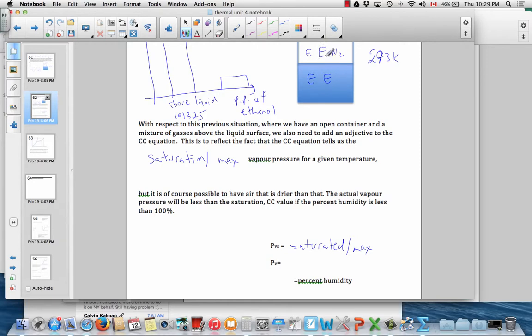It could just be saturated to a certain percentage. So we have to distinguish between the saturation and the actual vapor pressure. The Clausius equation tells us the saturation or maximum vapor pressure at a given temperature. But of course you can have air that's drier than that. We can introduce phi, the percent humidity. And then the actual vapor pressure of the air can be less than the saturation value.